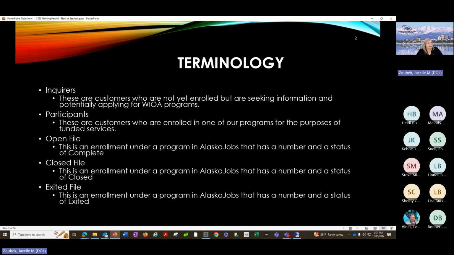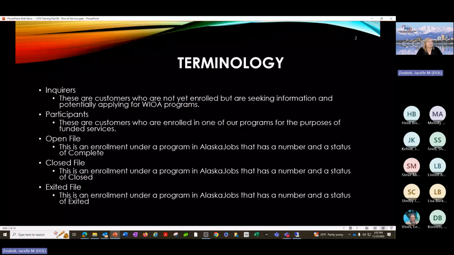An open file is an enrollment under a program in Alaska Jobs that has a number and the status of complete. A closed file is an enrollment under a program in Alaska Jobs that has a number and the status of closed. And an exited file is an enrollment under a program in Alaska Jobs that has a number and a status of exited. And I have to give Leslie a thank you on this one. She asked for an update to be made in Alaska Jobs where it wouldn't just say exited, but it would say if it was in follow-up in red in that ribbon that shows the Alaska Jobs program number and the status of exited. So it will stand out for folks that are taking a look at that.